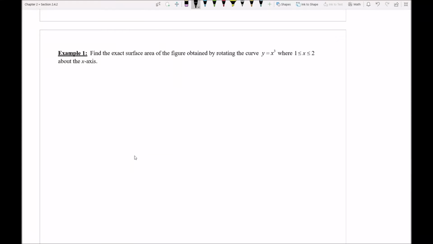Now let's take a look here at example number 1. In this question, we're going to be asked to find the exact surface area of the figure that's obtained by rotating the curve y equals x cubed, where x ranges from 1 to 2, around the x-axis.